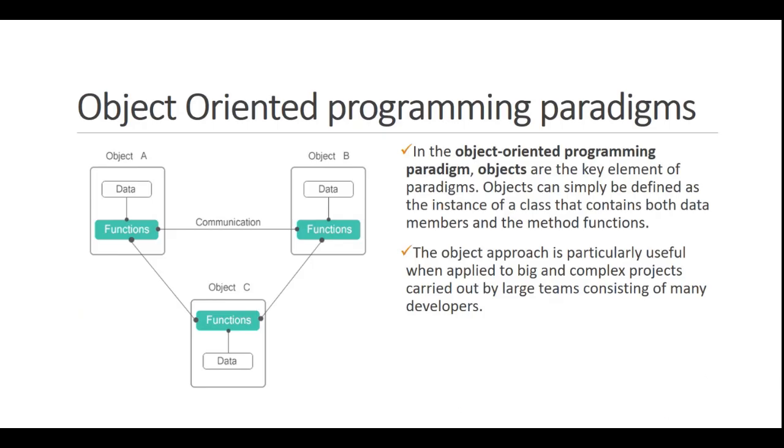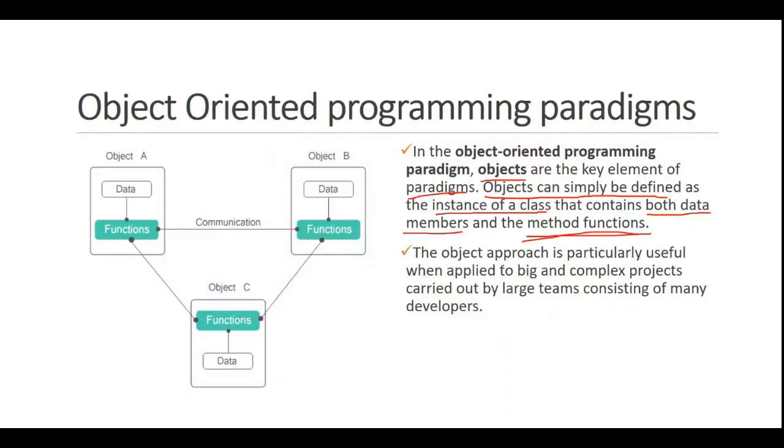Now let's take a look at the object-oriented programming paradigm that we are going to focus on. In the object-oriented programming paradigm, objects are the key elements. We are going to create classes first, and then we are going to create objects, and we are going to solve the problems using objects. An object can simply be defined as an instance of a class, which is also an important key term, and it contains both data members, meaning fields or variables, and the class methods.